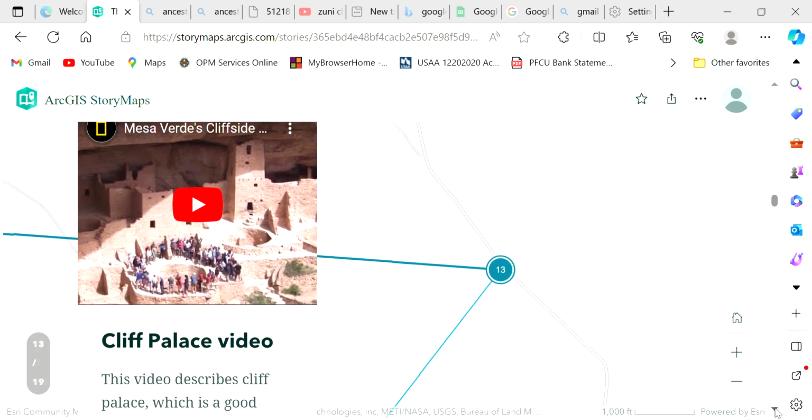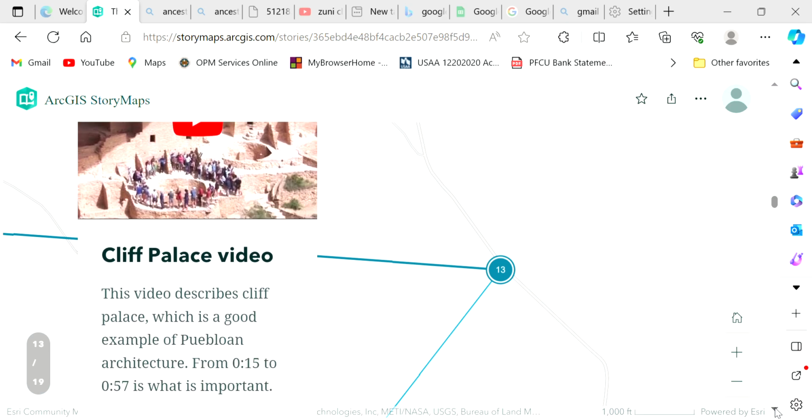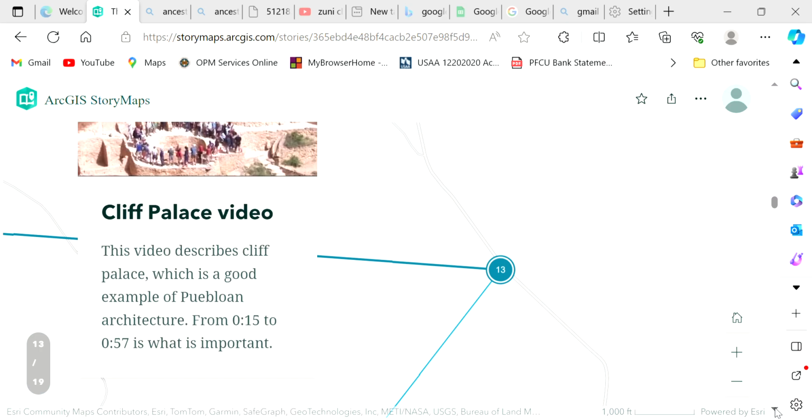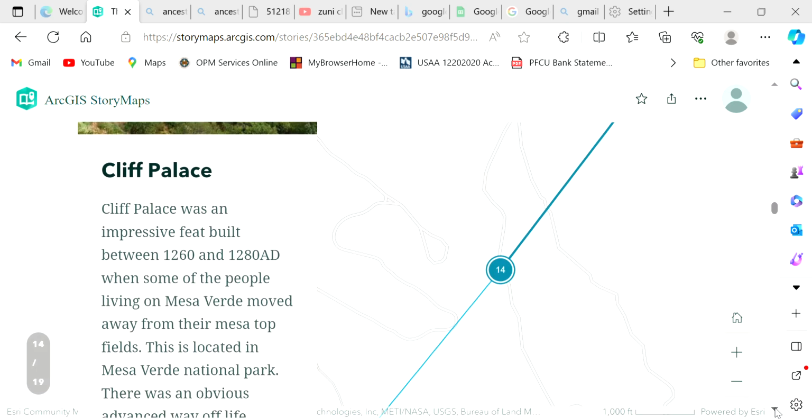And this video describes Cliff Palace, which is also a good example of basic Puebloan architecture. The important segment is from 15 seconds to 57 seconds. Cliff Palace, along with the next 3 slides, are the highlighted areas in that original map of the 3 different groups.